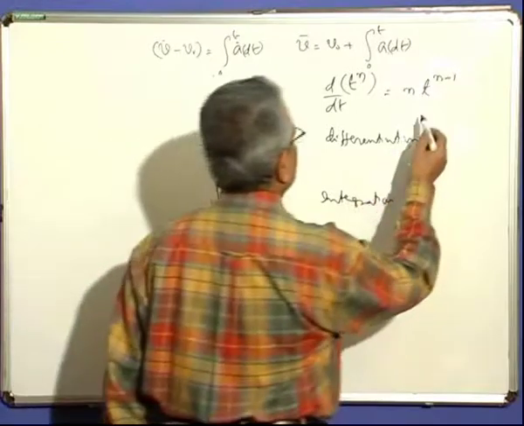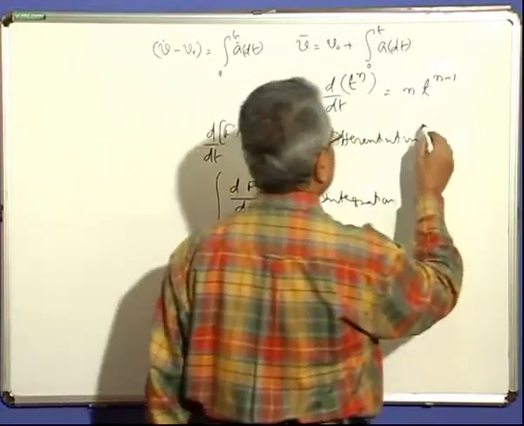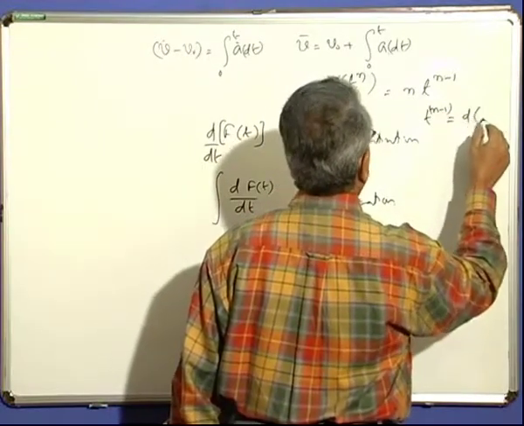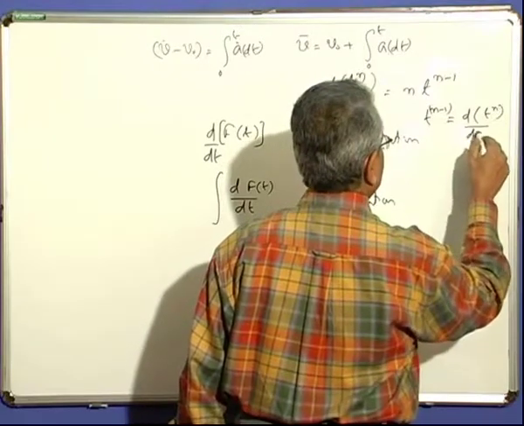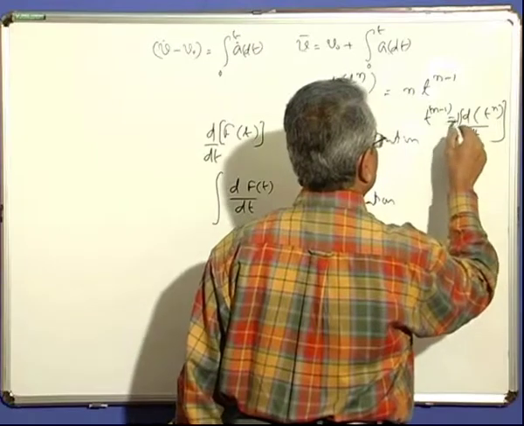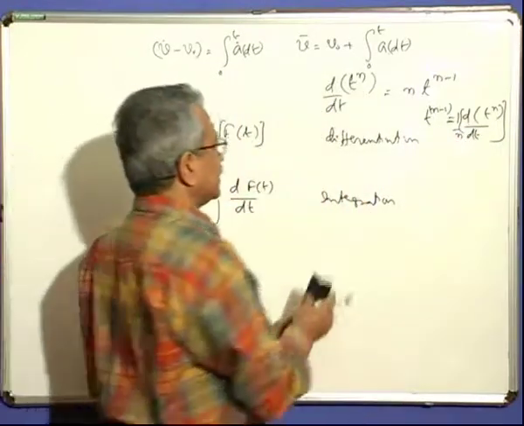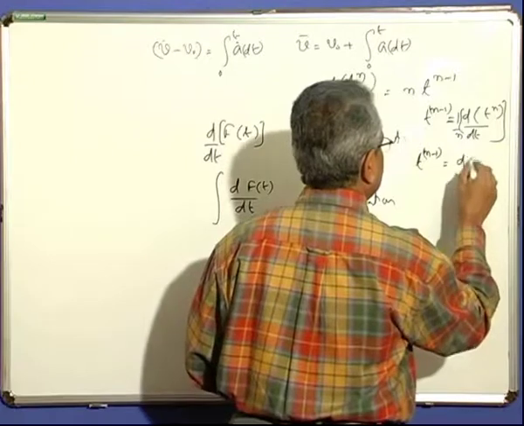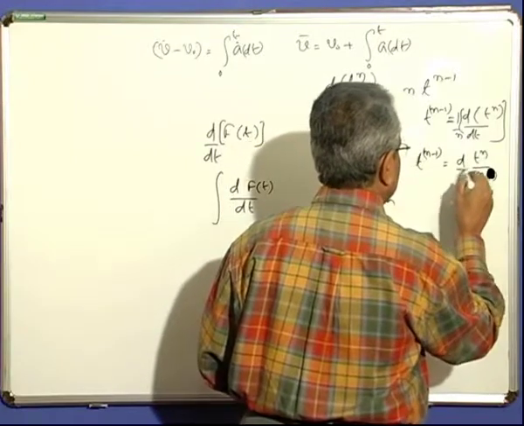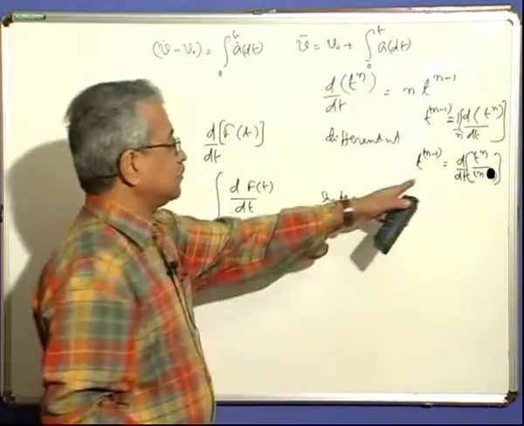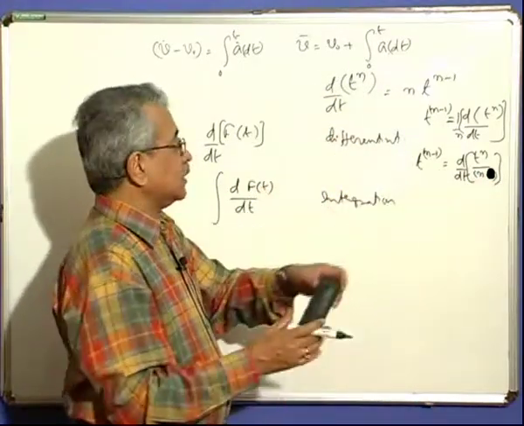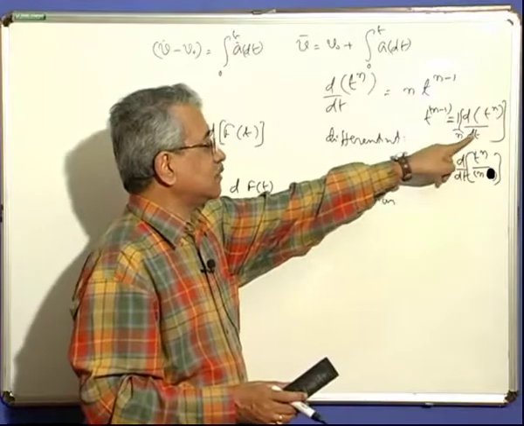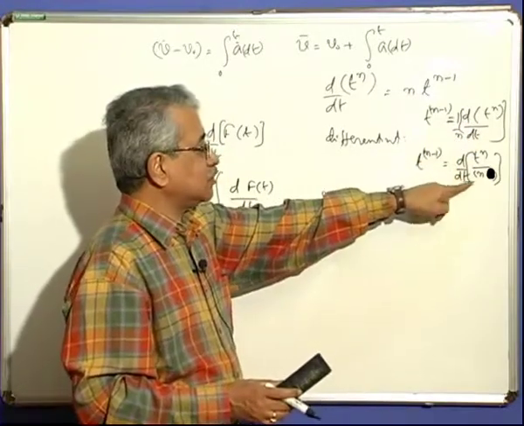Now suppose you want to get back t^n. How do you get it from t to the power n minus 1? t^(n-1) equals d(t^n)/dt into 1 by n. Here n is generally a constant. So we can write t^(n-1) equals (1/n) d/dt of t^n. This is the formula we gave earlier. That means when you differentiate t^n, you get this, and t^(n-1) equals the differentiation divided by n. So you get this answer.